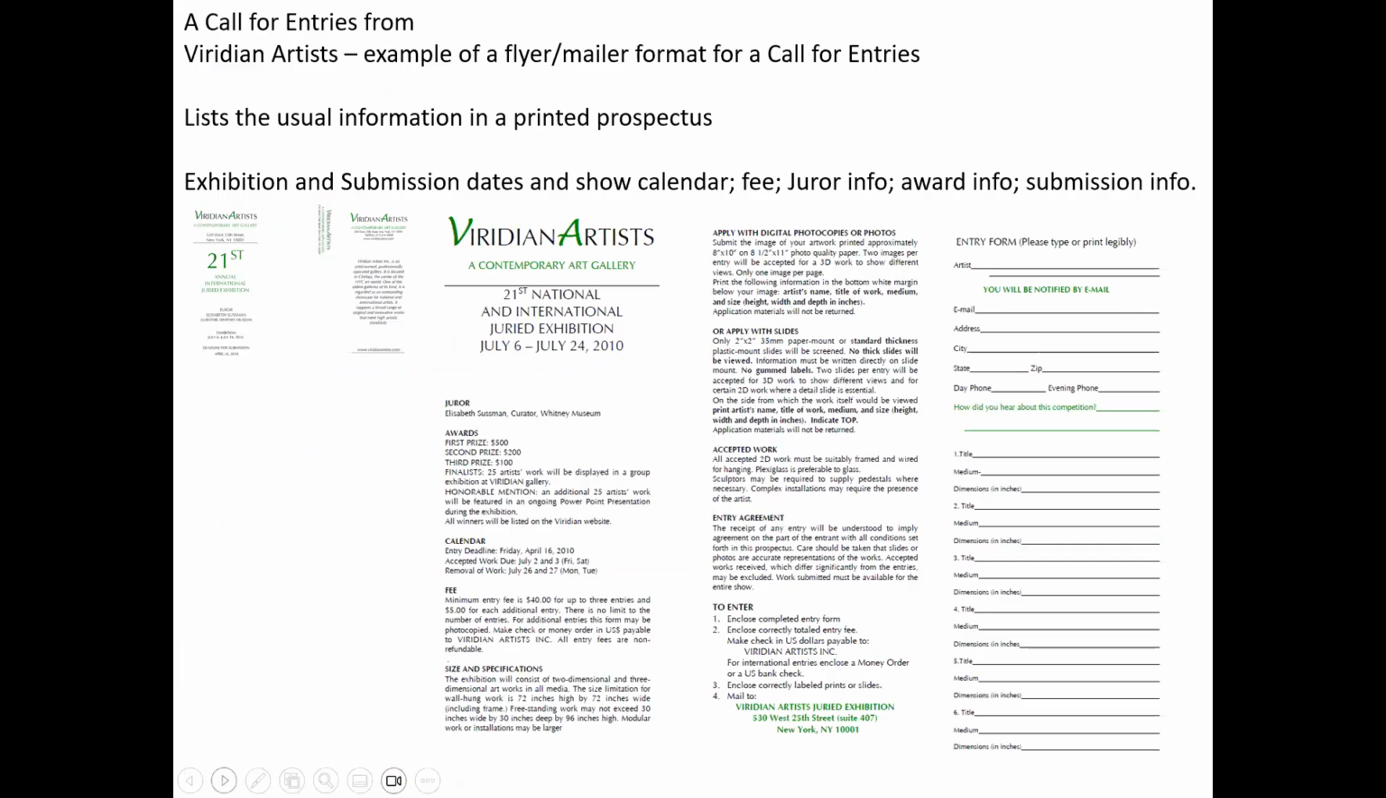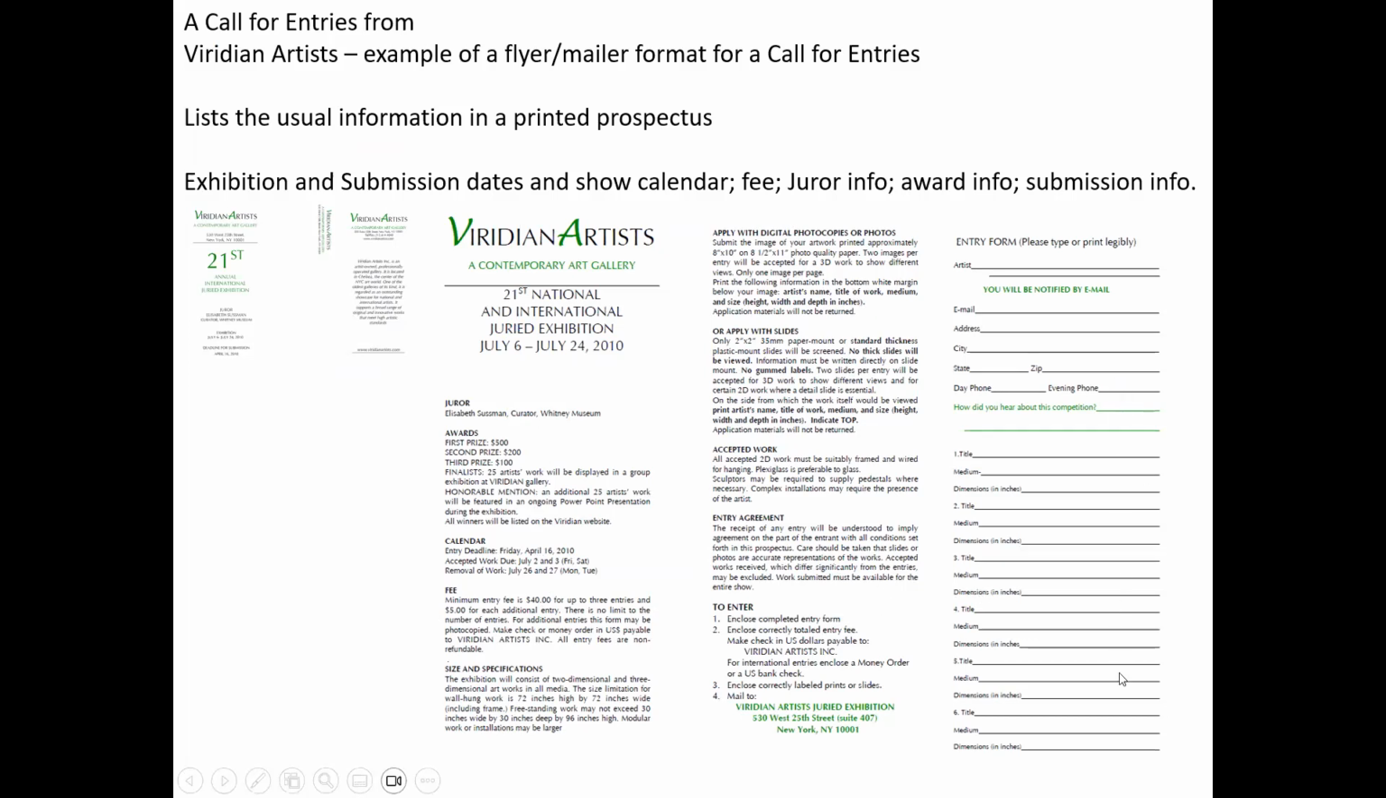This is a more traditional form of prospectus or call for entries, and they do sometimes still produce these on paper, at least for local exhibitions, local galleries. You may find some like this. They also, of course, have some of the same information, the info about the juror, types of awards, your calendar, including submission date, the fee, size restrictions, and the information about submission.